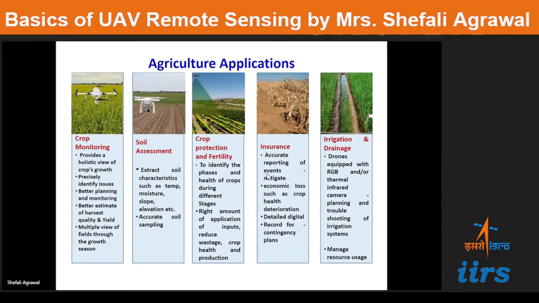Another aspect where it can be used is the geofencing. The thermal cameras installed over drones can easily detect animals or human beings. So drones can guard the fields from external damage caused by animals, especially at night time. They can also be used for irrigation and drainage. So with drones equipped with the RGB or thermal infrared camera, planning and troubleshooting of irrigation systems can be done, and proper resource management can be achieved with the drone systems.